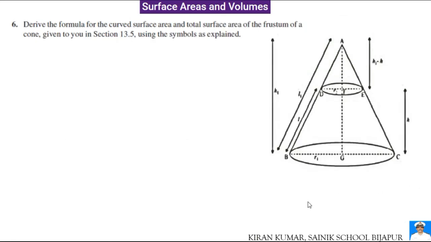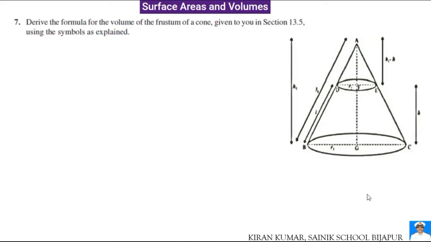Question number 6 is the derivation of the total surface area of the frustum of a cone that we have discussed. The same thing should be done here. And question number 7 is to derive the formula of volume of the frustum, which is also discussed in the previous video. With this, I'll end today's session.